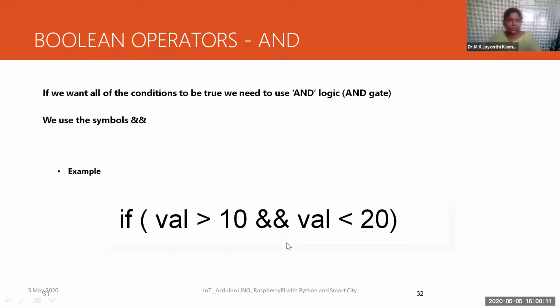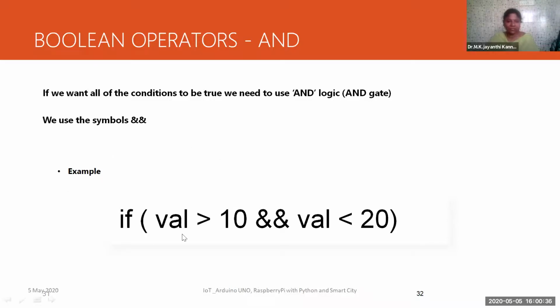The next one is called Boolean operators. Here we have Boolean operators like and, or, not. We can make use of the and operator by using the notation double ampersand. So this is the way to make use of the and operator. If you want all the conditions to be true, we need to use the and logic or AND gate. We use the symbol double ampersand.